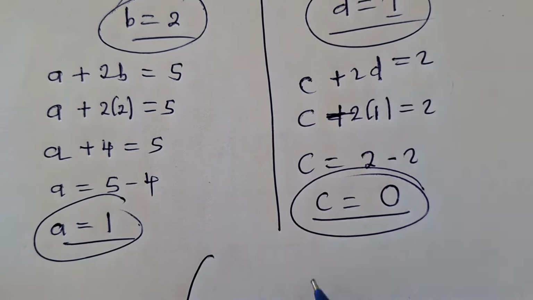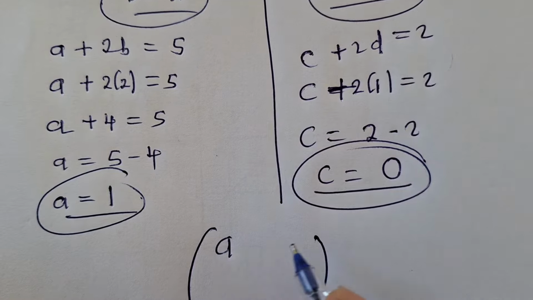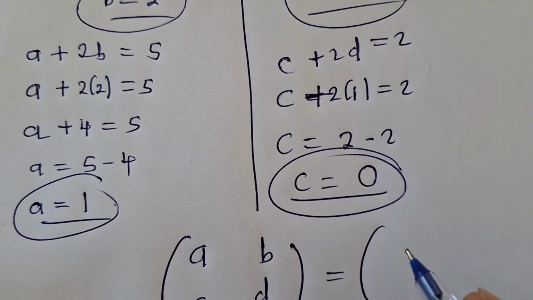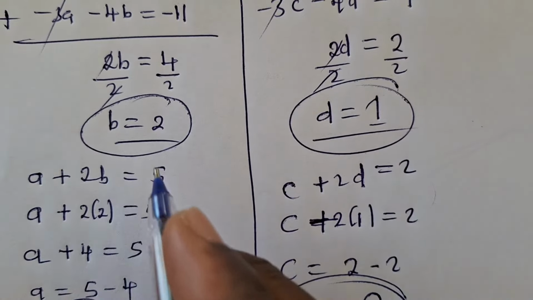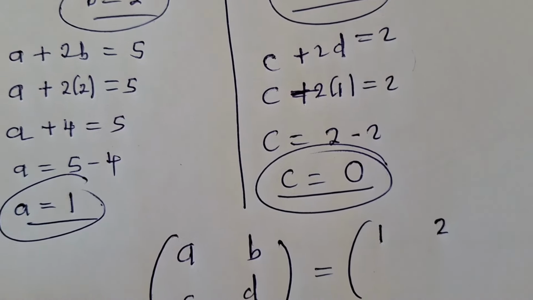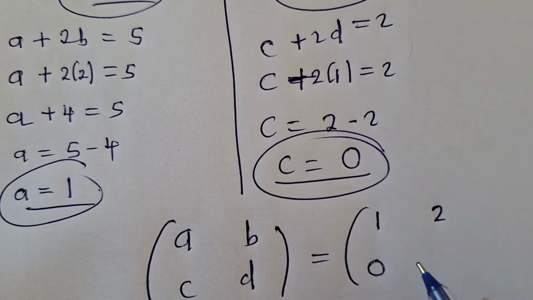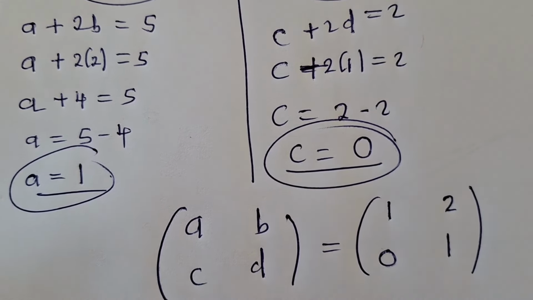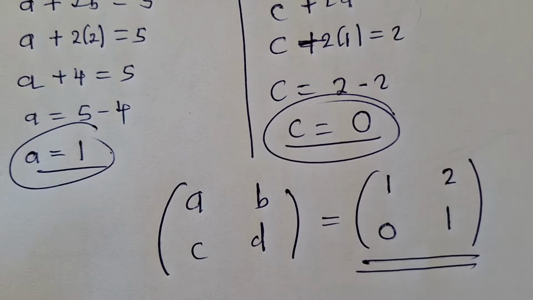So now I can write back. I know my matrix was A, B, C, D. So what is my A? It is 1. My B is 2. My C is 0. And my D here is 1. So this is the answer for the last question.